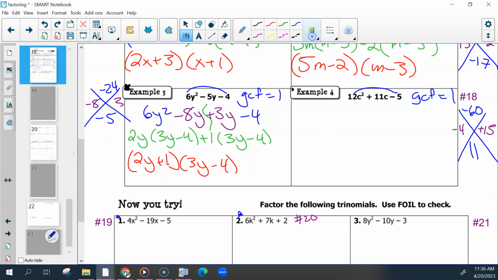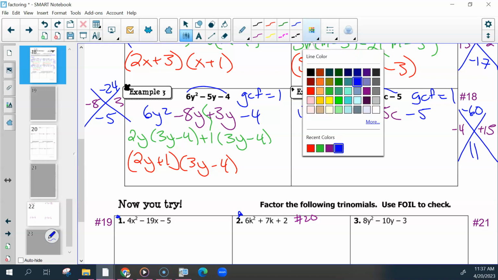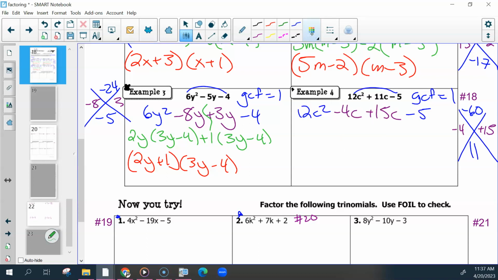So rewrite those. 12c squared. Does not matter which one you put first, so let's say I do 4 first. Negative 4c plus 15c minus 5. Split it down the middle. What did the first two have in common? 4c. If we divide that out, what's left?